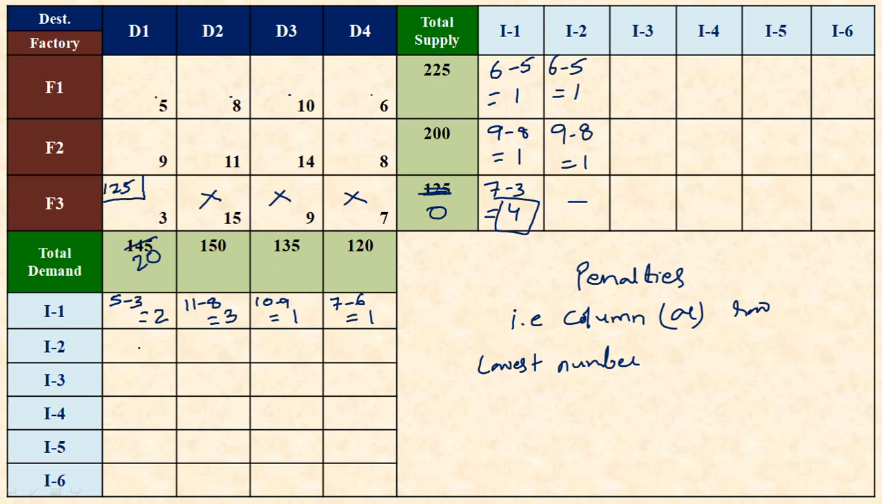And column, lowest number is 5 and the next best number is 9. 9 minus 5, that is equal to 4. Next one, 11 minus 8, that is equal to 3. 14 minus 10, that is equal to 4. 8 minus 6, that is equal to 2. Now we have 6 penalties. Out of this we have to select the highest penalty. But here there are 2 highest numbers, 4 and 4.